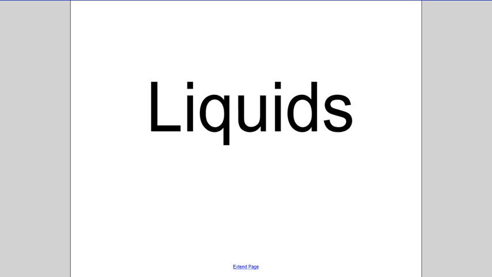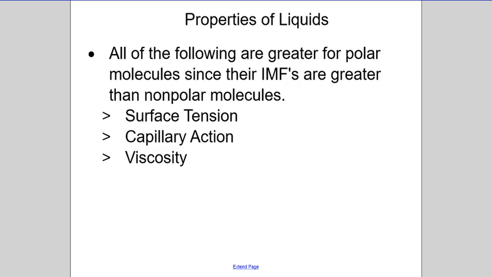So we talked about intermolecular forces, now we'll relate it to the behavior of liquids. As intermolecular forces increase or decrease, it will change the property of liquids. So liquids that have a higher IMF or stronger IMF will have noticeably different properties than one that has a weaker IMF, particularly surface tension, capillary action, and viscosity.